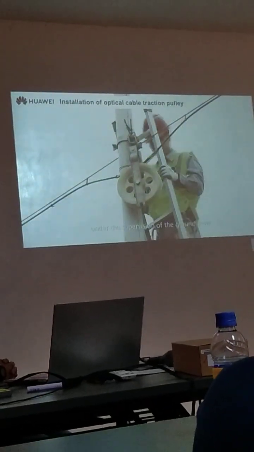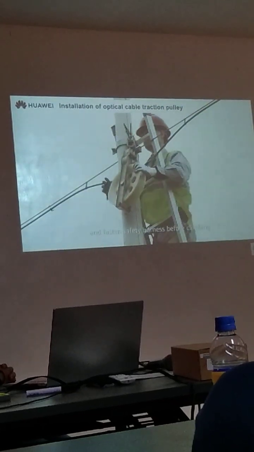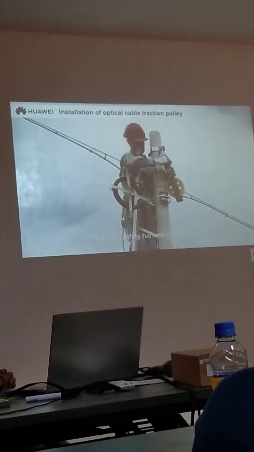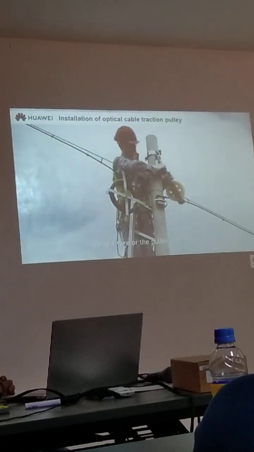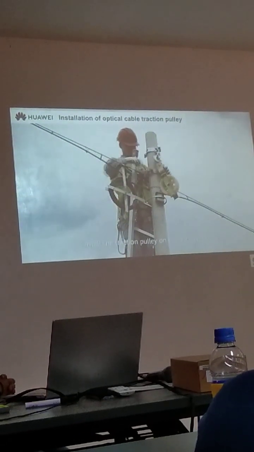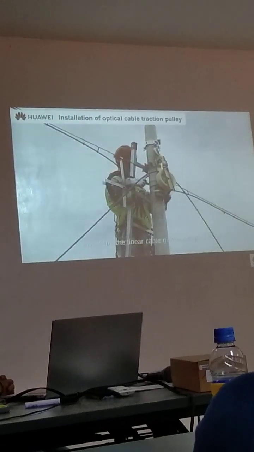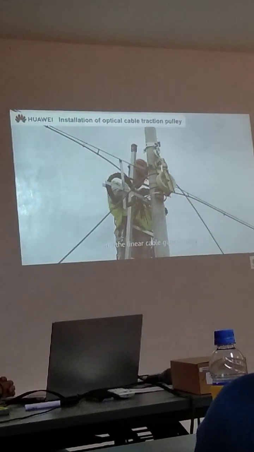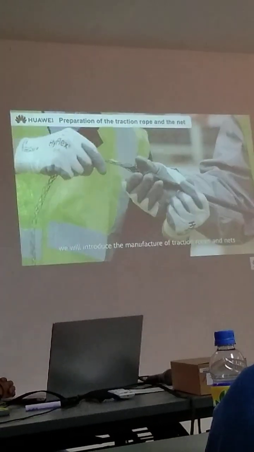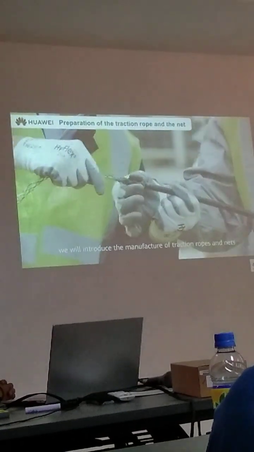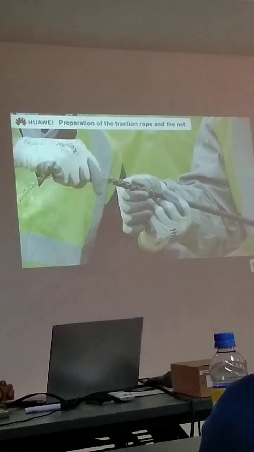To the work site under the supervision of the ground crew and fasten the safety harness before climbing. Using a wire or the pulley's own buckle, install the traction pulley on the optical cable and the linear cable guide pulley. Next, we will introduce the manufacture of traction ropes and nets.